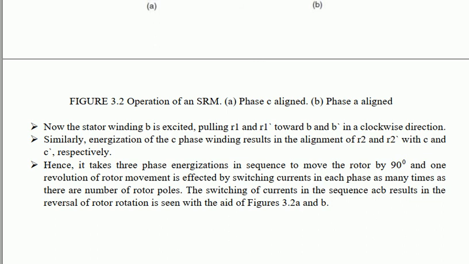Switching the current in the sequence ACB results in the reversal of rotor rotation, as seen with the aid of figures 3.2a and b. Detailed operation, the torque equation and other relevant topics will be discussed in the next lecture, in the discussion of the switch reluctance motor.